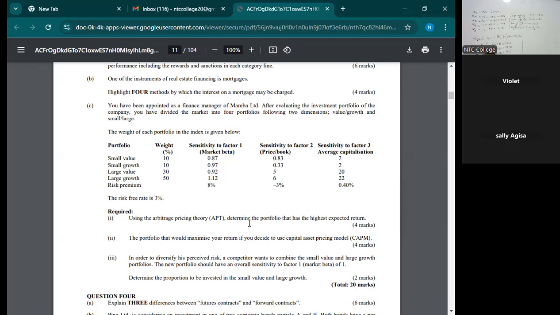And then they're telling us to determine the highest expected return. Do we understand what we are doing? Take one. APT, we say that it considers several factors.